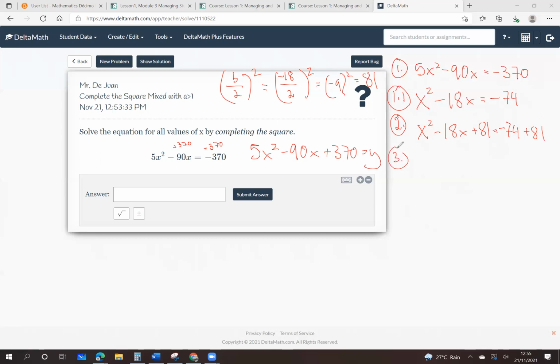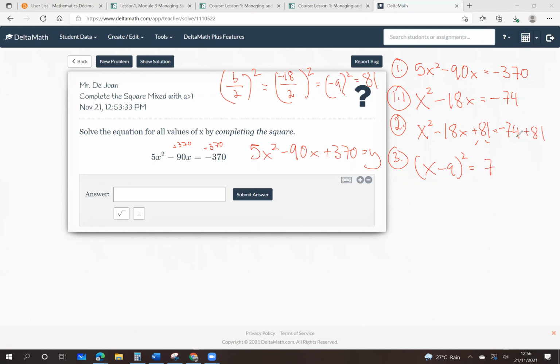Now, what do we have? We have to put it into the factored form. So x, well, 81, we're looking for the same number, 9 and 9, negative 9, negative 9. Negative 18. So x minus 9 squared, equal to negative 74 plus 81. Toma la diferencia y eso te da 7.